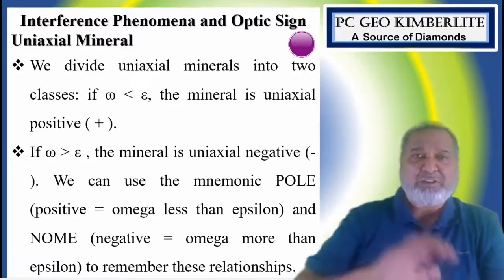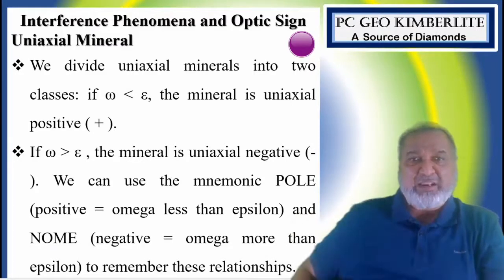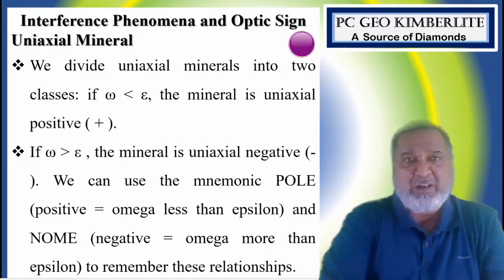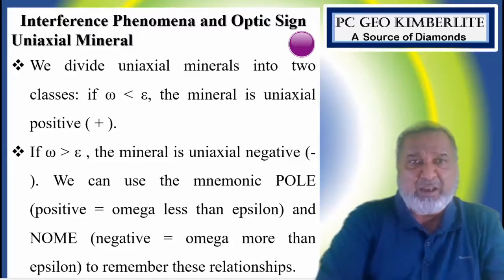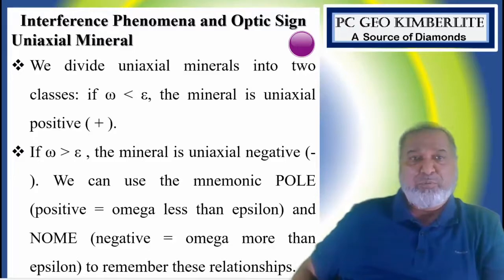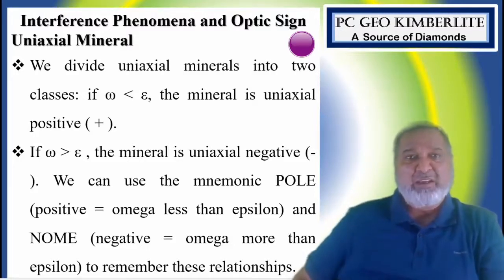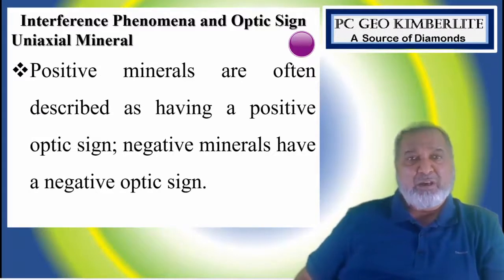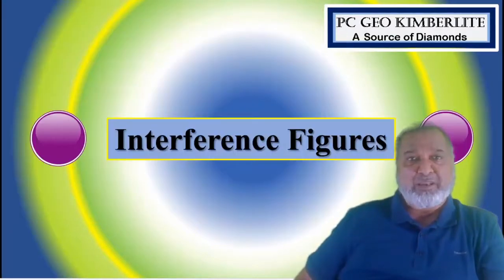We will divide uniaxial minerals into two classes. When omega is less than epsilon, the mineral is uniaxial positive, and when omega is more than epsilon, the mineral is uniaxial negative. The positive minerals are often described as having a positive optic sign, and the negative mineral has a negative optic sign.